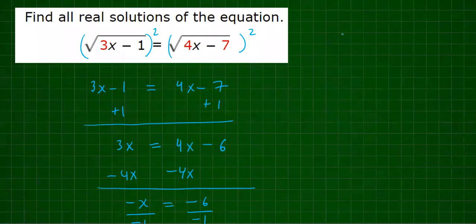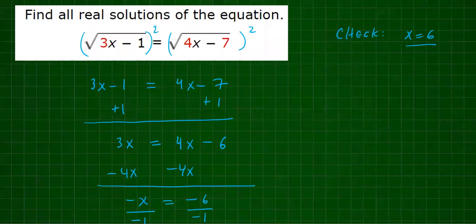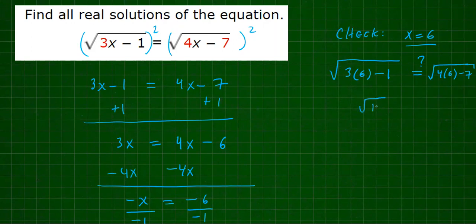So now let's do the check. We check for x equals 6. Is this a solution? We plug this into our original expression. We have the square root of 3 times x, which is 6, minus 1. We want to see if this is equal to the right-hand side, which is the square root of 4 times 6 minus 7. That's what we're checking. Now on the left side, 3 times 6 is 18, minus 1 is 17, so you have the square root of 17.